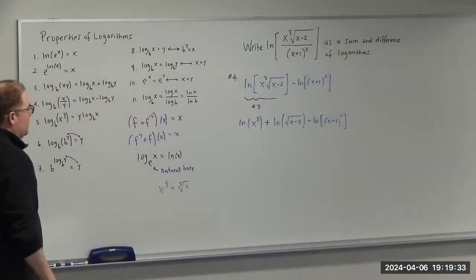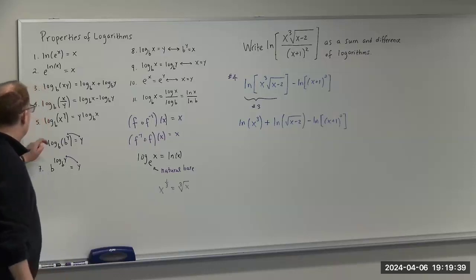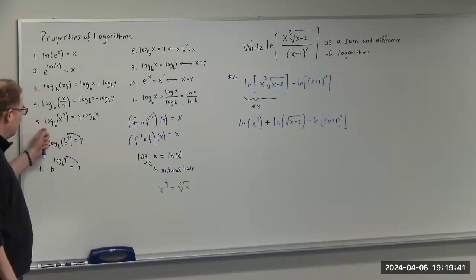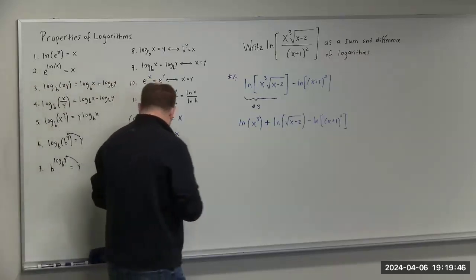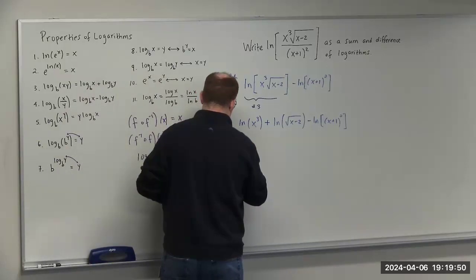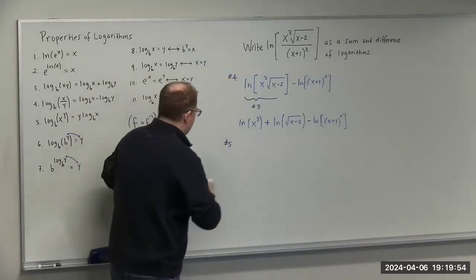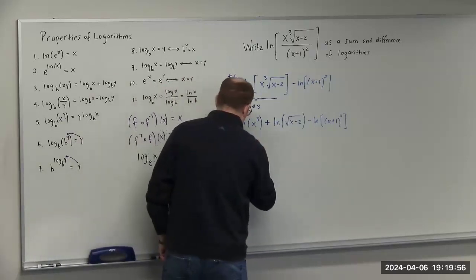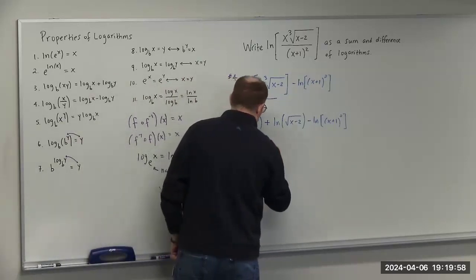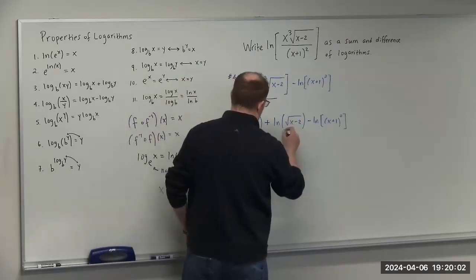All right, so we're still not quite done with this problem. What we need to do is use number 5, where we can put the power in front. So we have 3 times natural log of x.